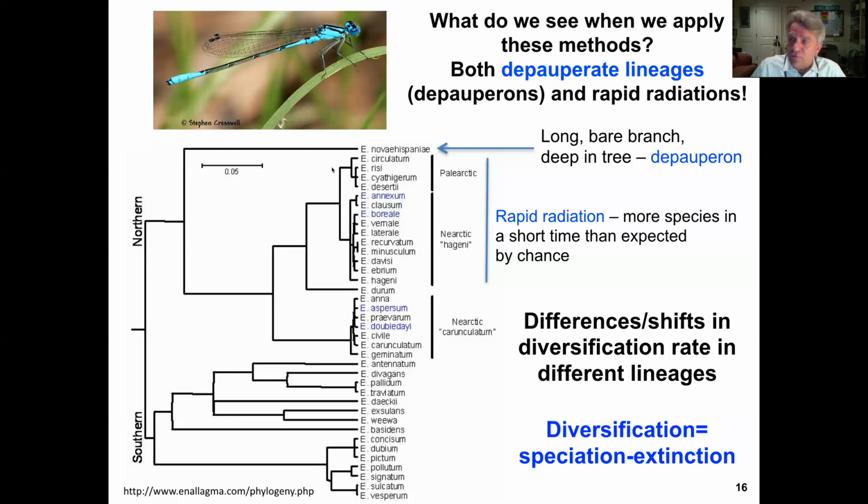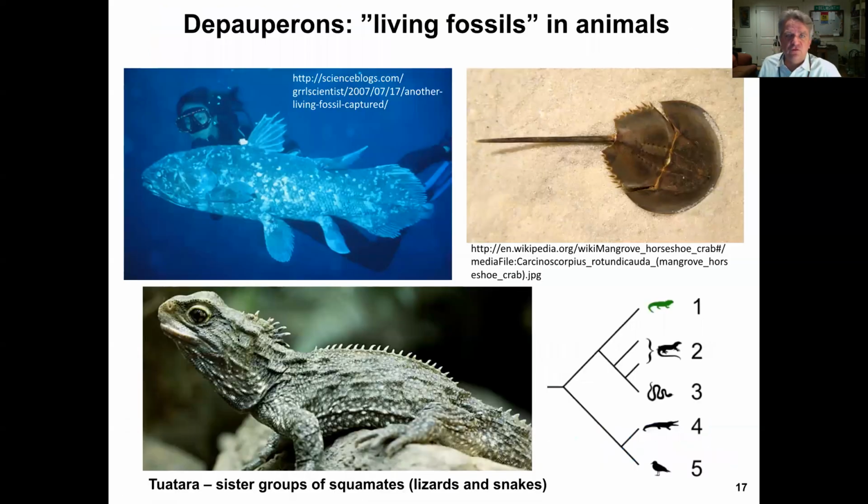Now, for our purposes, diversification is the net result of speciation and extinction. So we're talking about diversification. We're looking at the present-day biodiversity that is the result of speciation, the generation of biodiversity, as well as extinction that has culled some of that biodiversity, okay? So diversification is speciation minus extinction.